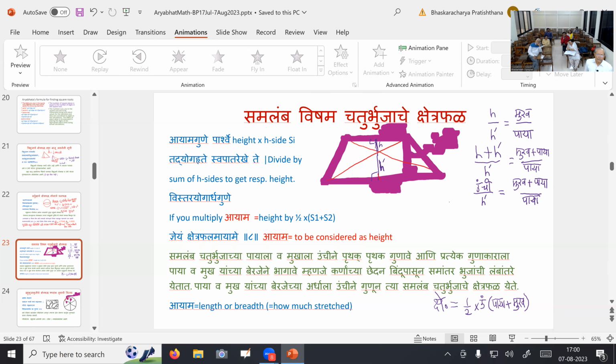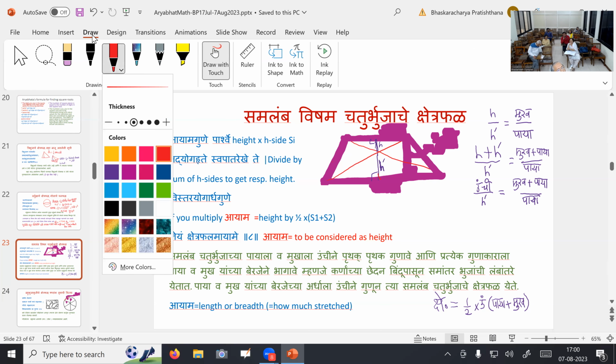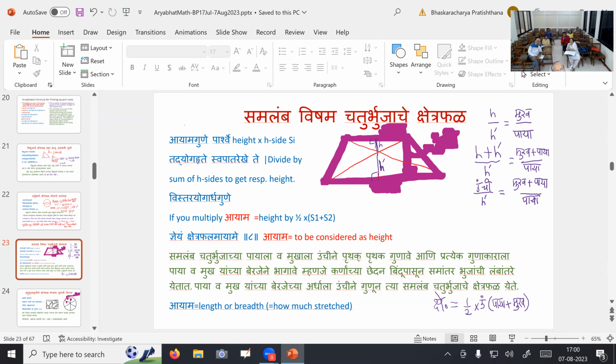So what he says is ayama guna. Ayama is to be considered as height. Ayama, dictionary meaning, last time Medhalime madam has said, is something stretched. So how much it is stretched? You have to understand it this way: there is a below line and you are stretching it upwards, and these are parallel lines you are getting. So what is the distance between these two parallel lines? That is called ayama.